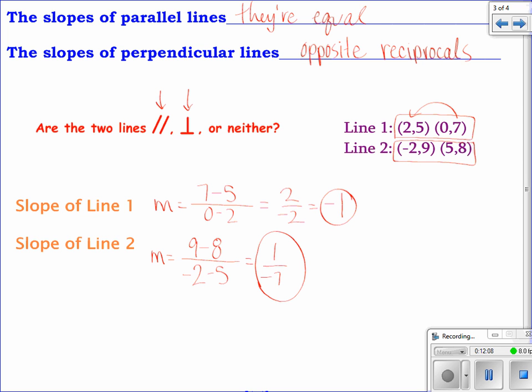Perpendicular. They have to be opposite reciprocals. First question, are they opposite? No, they're actually both negative. So it's already not perpendicular. And they're also not reciprocals. So this one is neither. That is the answer for this one. There's going to be homework problems just like this.